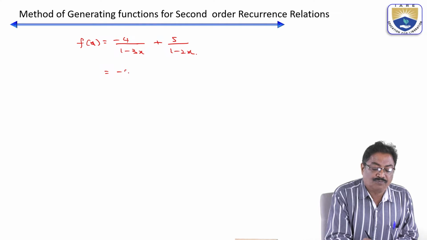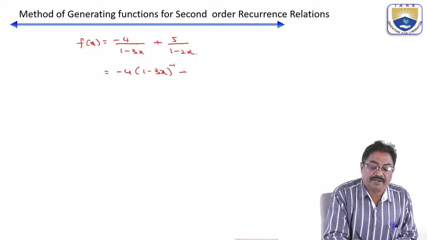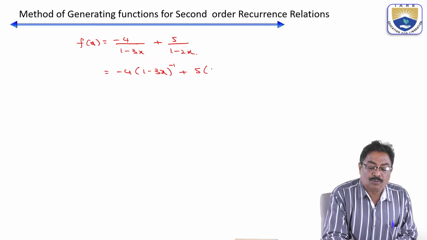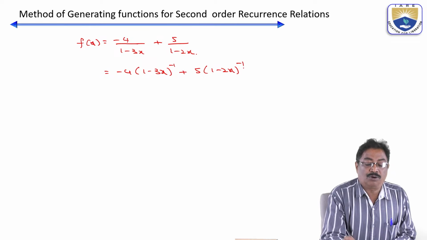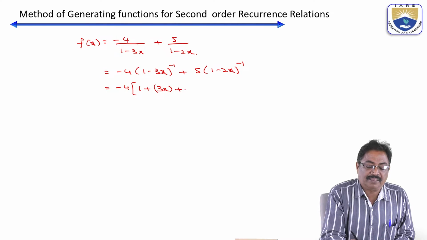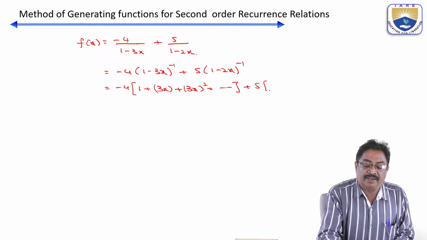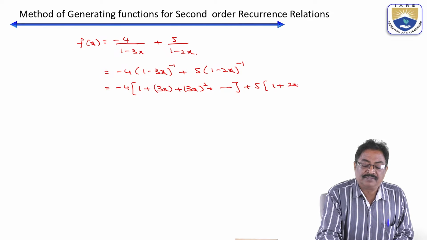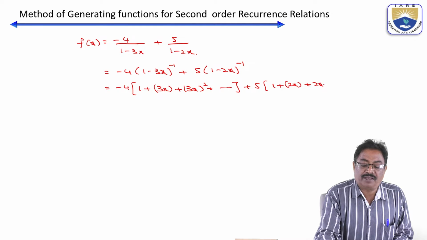So it is minus 4 (1 minus 3x) whole to the power of minus 1, plus 5 (1 minus 2x) whole to the power of minus 1. So this is minus 4, and this expansion is 1 plus 3x plus (3x) whole square plus and so on. Then plus 5, and this will become 1 plus 2x plus (2x) whole square plus (2x) whole cubed and so on.